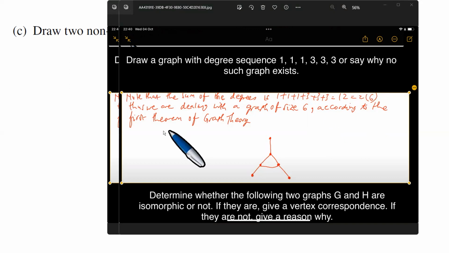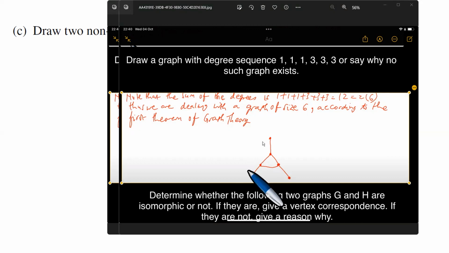According to the first theorem of graph theory, when you add the degrees, you must get twice the size of the graph. Now, if you factor the number 12 to be 2 times a certain number, then the certain number multiplied by 2 would be the size, or the number of edges of the graph.